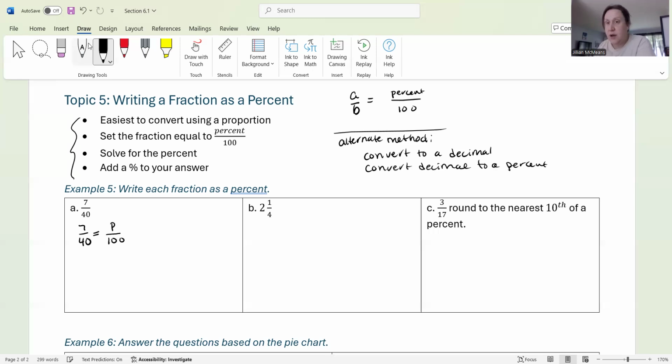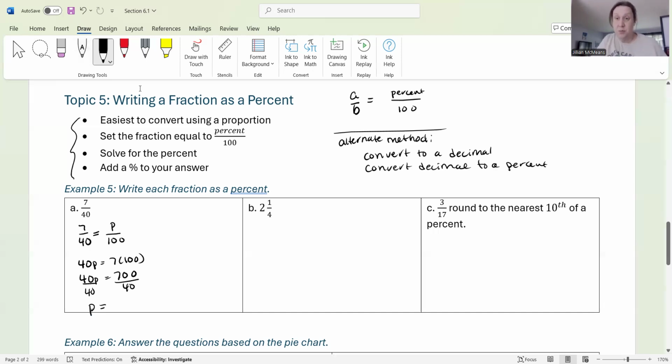And then we have to travel back to chapter 5 and remind ourselves, how do we solve a percent? Remember, we cross multiply and solve. When I cross multiply, remember that's multiplying along the diagonals. So I would get 40 times P equals 7 times 100. So that's going to be 40P equals 700. And then I want to get my P alone, so I would divide both sides by 40. And so I get P equals 700 over 40.